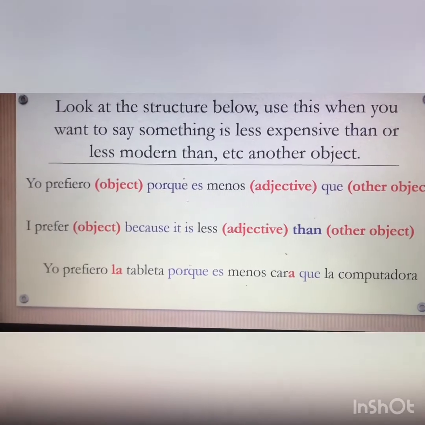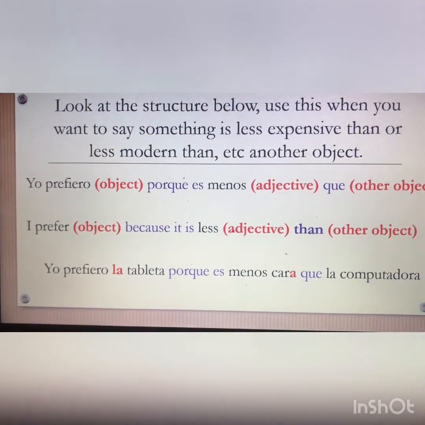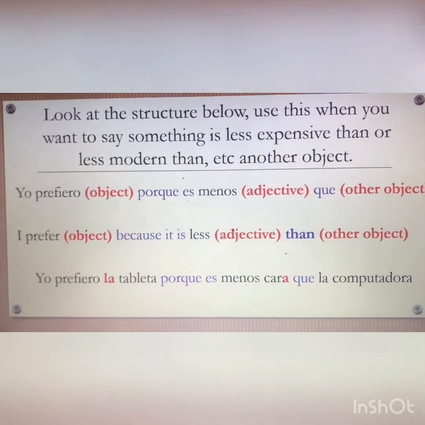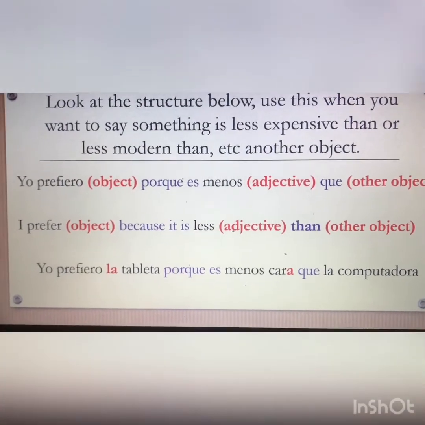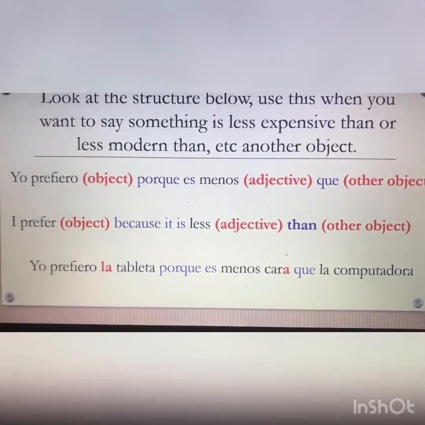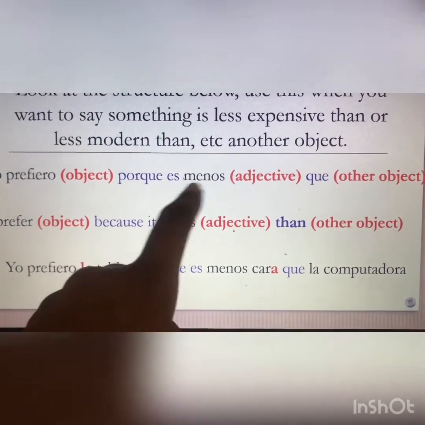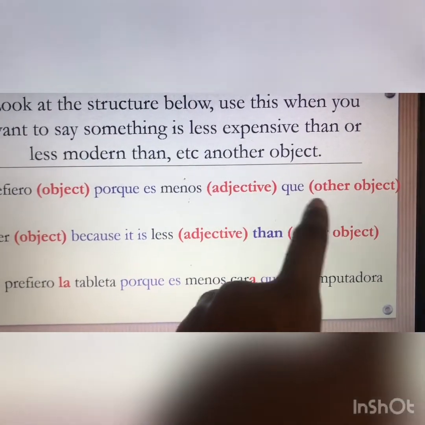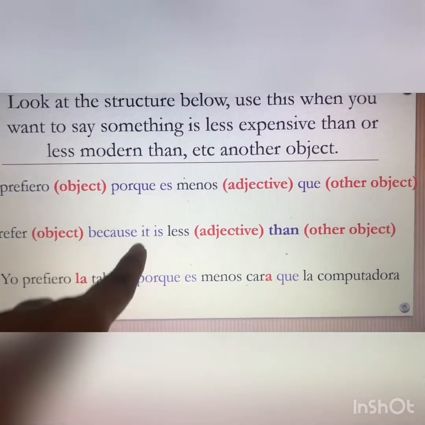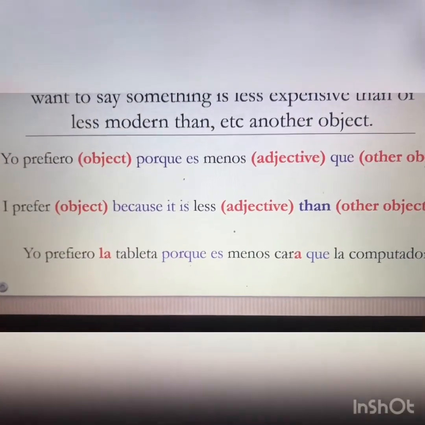Alright, let's continue. I want us to look at the structure below. Whenever you want to say something is less expensive than, or less cheap than, or less modern than, it doesn't really matter which adjective, as long as you want to say it's less than the other object, this is what you are going to say. Yo prefiero, the object, porque es menos, then you put the adjective, que the other object. So I prefer the device, the object, whatever it is, because it is less, adjective, than the other object.